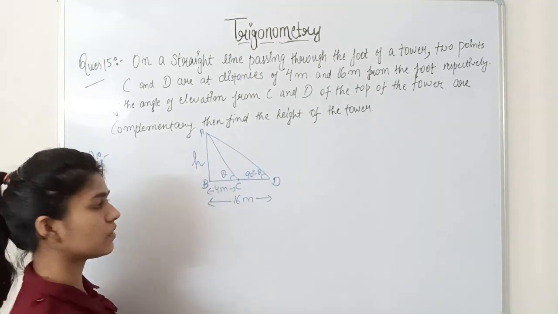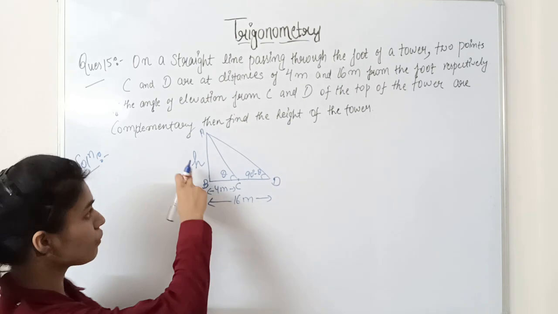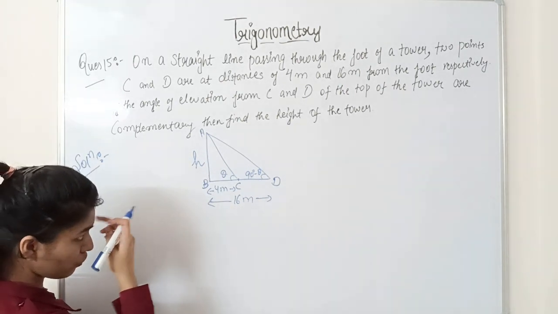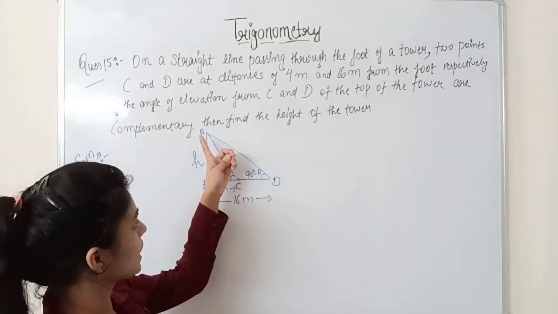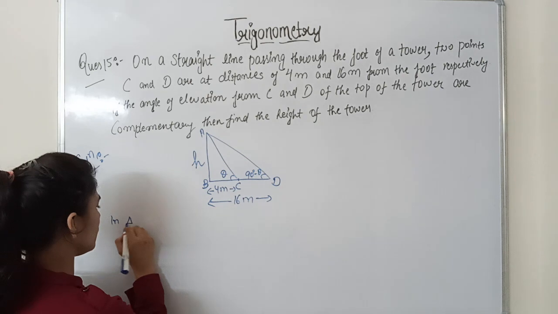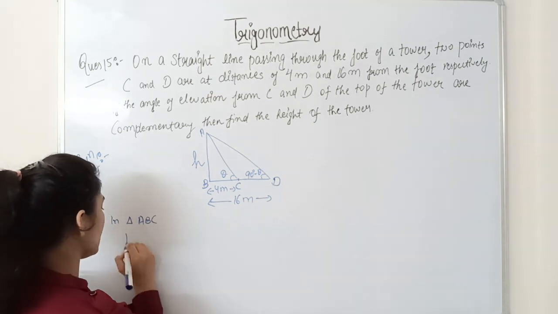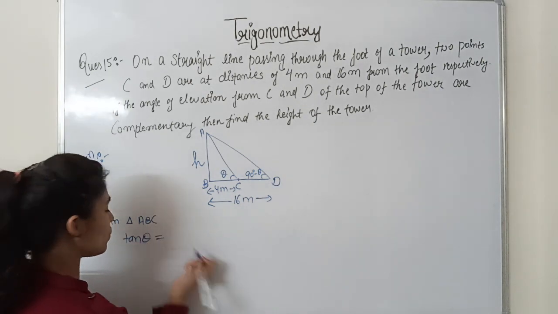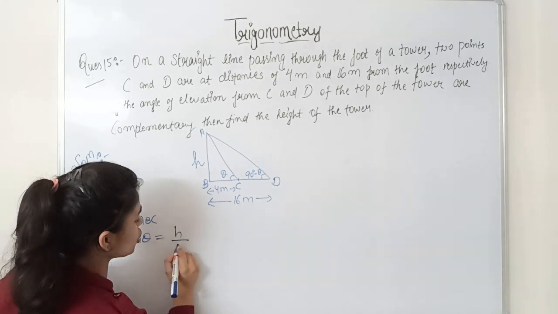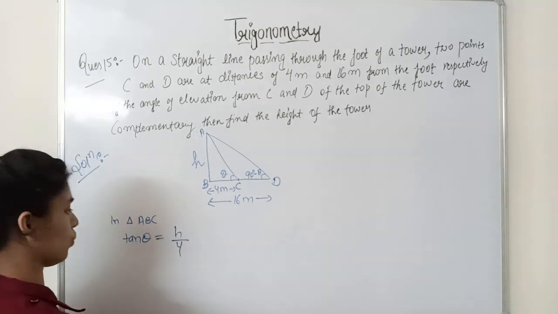Suppose the height of the tower is h. We have to find the value of h. So in this question we have to find h. So let's take triangle ABC first. In triangle ABC, tan theta is equal to AB upon BC. AB is h and BC is 4.